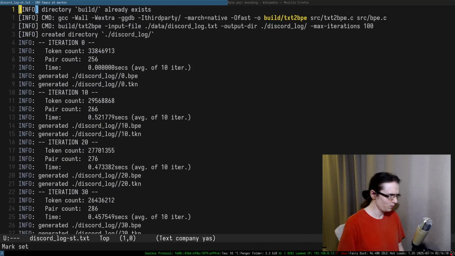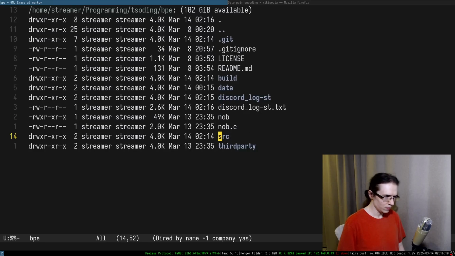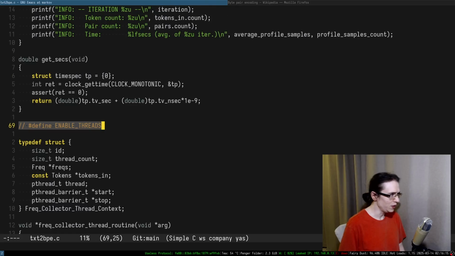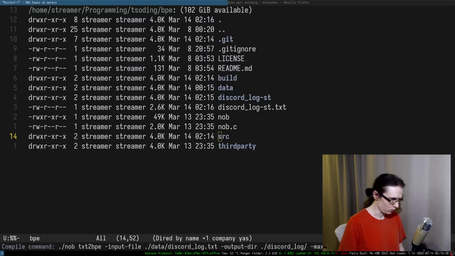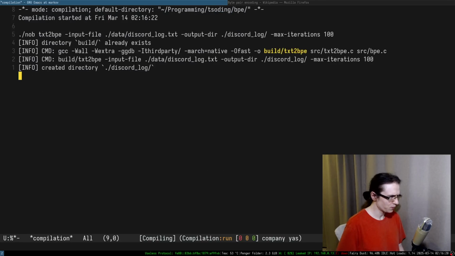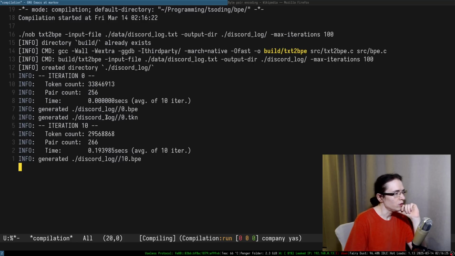I really like that. And now let's go to txt to bp and enable threading and see how much better it is going to go. Right, so let's restart it. So let's wait a little bit.